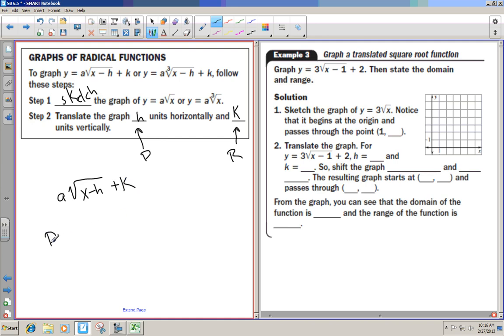the domain is what makes this equal to 0. So the domain is at x minus h greater than or equal to 0, because you cannot have a negative number inside there. So that's how you set up the domain for all of this. The range is a two-parter.